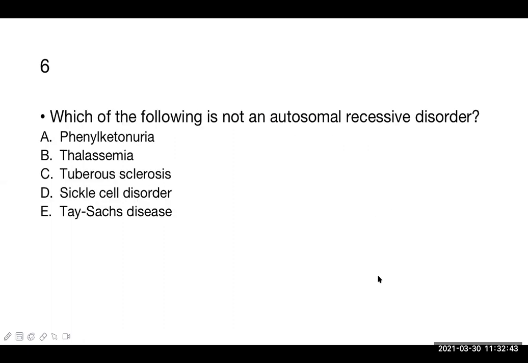Now another one, a direct question again. Which of the following is not an autosomal recessive disorder? Very easy question. So just look at this and tell me the answer. Not an autosomal recessive disorder. Phenylketonuria, thalassemia, tuberous sclerosis, sickle cell disorder, and Tay-Sachs disease. Which is not an autosomal recessive disorder? You have to pick that.